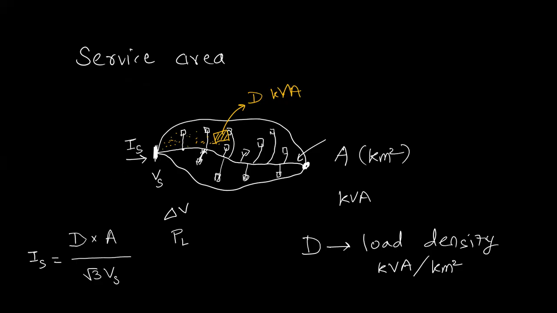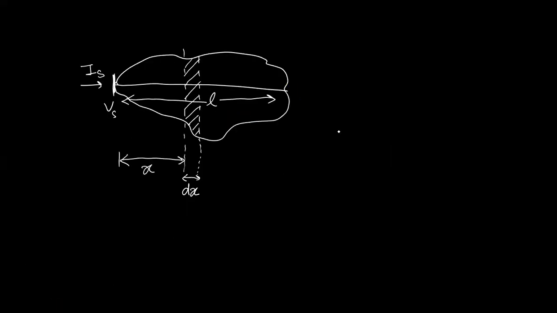But how this current divides into per unit area? How much current is present, or how much current is consumed by per unit area? So this current IS is consumed by area A, right? So what is the current density? Similar to the load density in terms of kVA per kilometer square, we can similarly define the current density, which is ampere per kilometer square. So what we do with this, we simply divide this full current by the total area. So that gives us the current density.